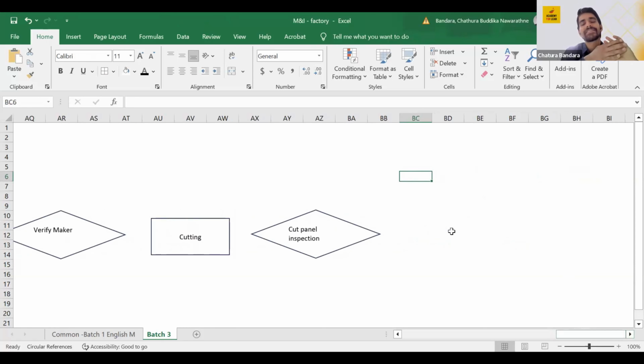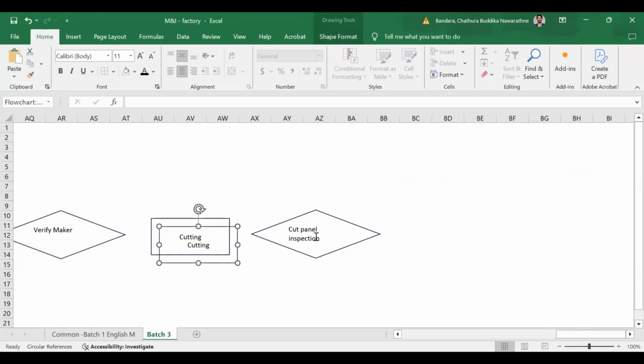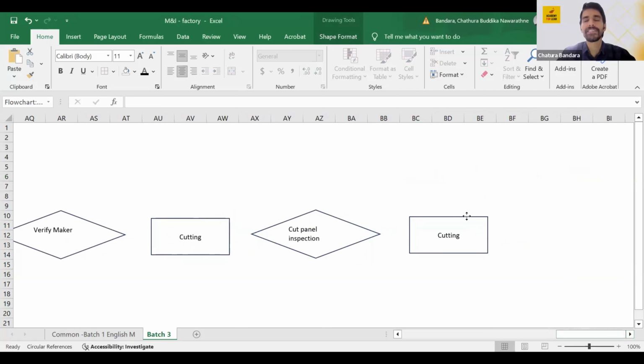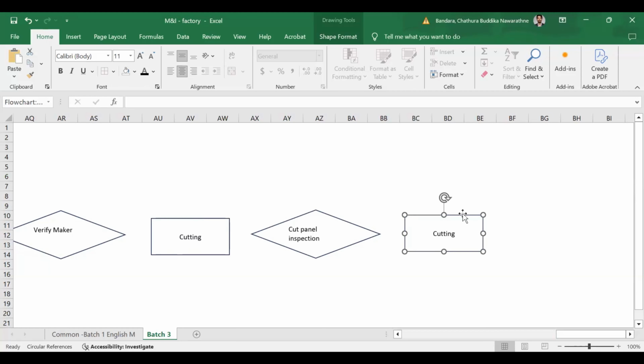Cut panel inspection. Then numbering, then bundling. So we are sending to the assorting department. Is it numbering first and then CPI? No, cut panel inspection, then numbering. The numbering is done on the cutting table, so first the numbering.